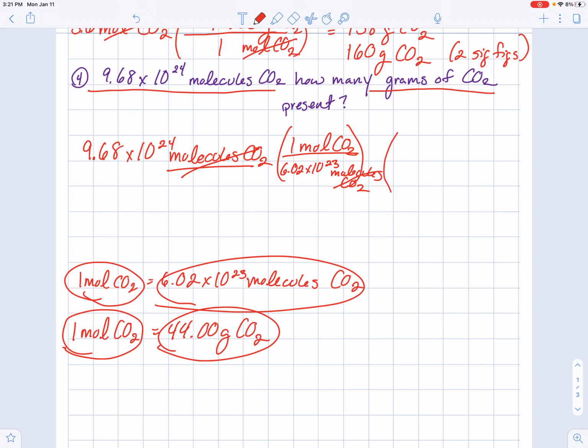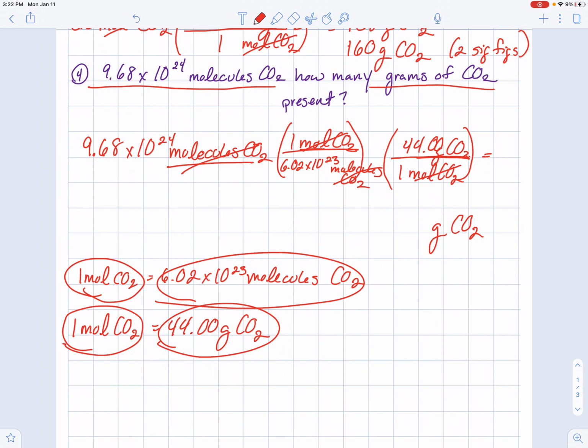Well, I want to get out of moles and I want to be in grams. So if I want to get out of moles, that means that this time I will put moles on the bottom, so that it'll be moles divided by moles. So 1 mole of CO2 is 44.0 grams of CO2. And then moles of CO2 will cancel, and then when I multiply all the way across, my answer will now be in grams of CO2.